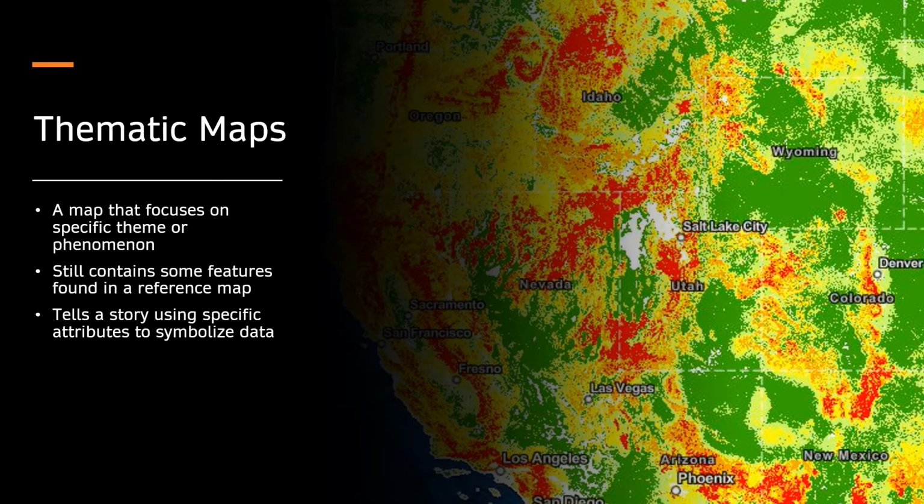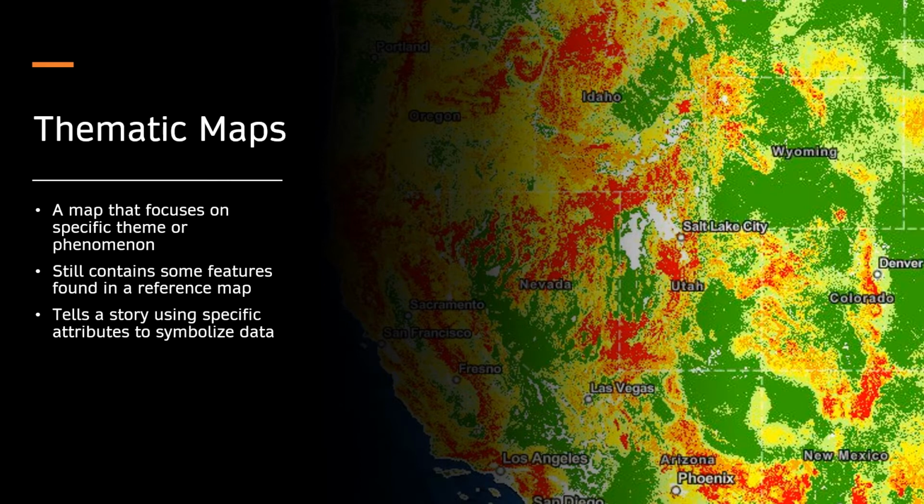So let's compare that to a thematic map, right? A thematic map is a map that focuses on a specific theme or phenomenon. In this map we're looking at here, we're looking at wildfire risk across the West in the United States. So a thematic map can still include some features that are found in a reference map. For instance, here we can still see those state boundaries in the map, right?